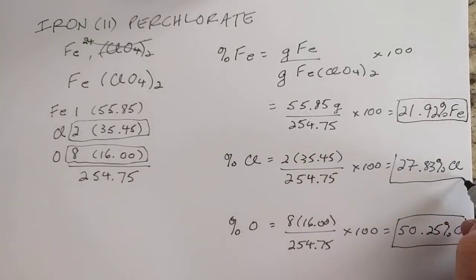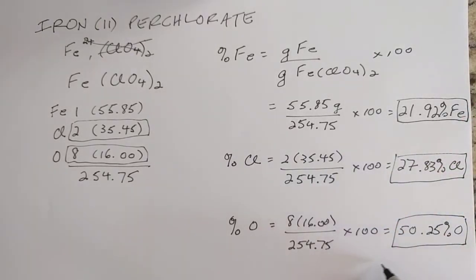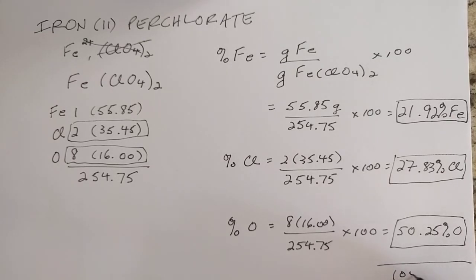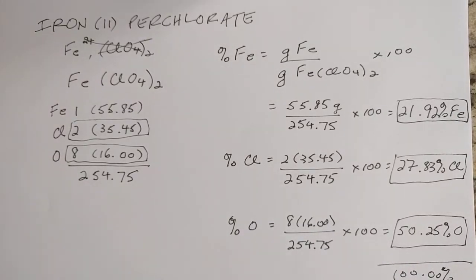And now as a check, we're going to add these up. They should add up to 100 or very close to that. With rounding, we might get 99.99% or 100.01%. Let's see what we get. 21.92 plus 27.83 plus 50.25 equals 100.00%.